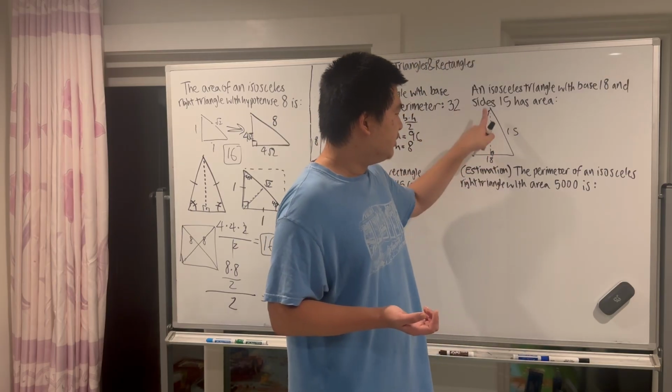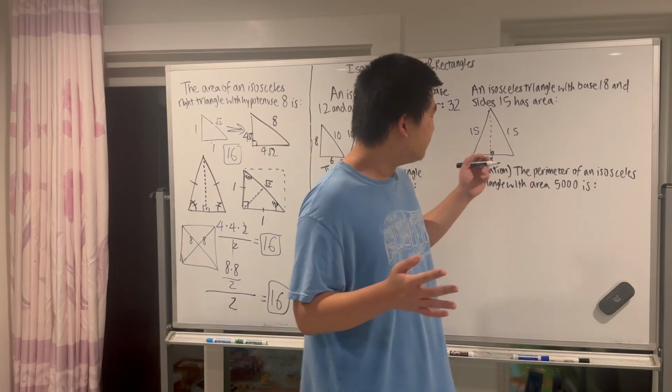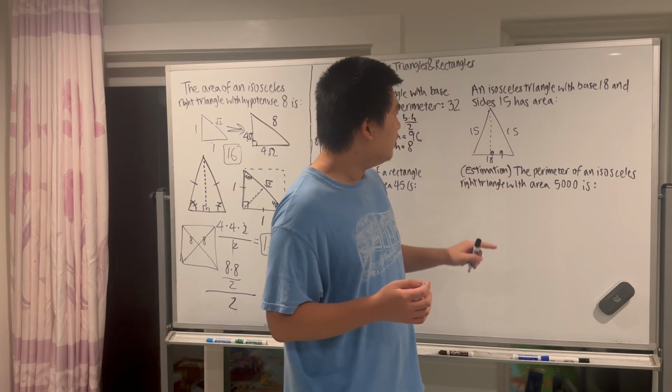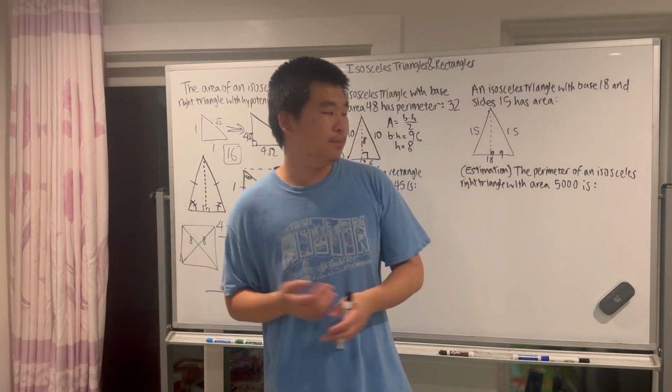Now, it's a right triangle, and the right triangle is the thing that I'm focused on. So what are the legs of the right triangle? Well, this one leg is 9 because it's half of 18. And what is the other leg? Well, I can find that out using the Pythagorean theorem.